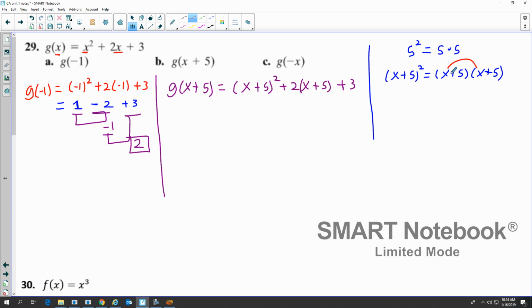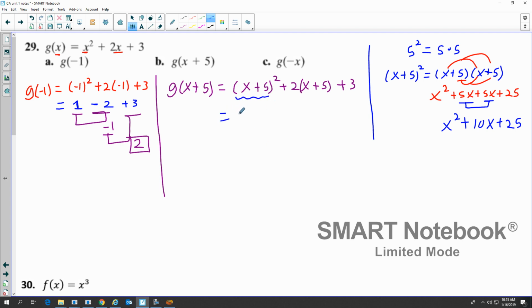So FOILing, you're supposed to multiply the first two together. So x times x gives us x squared. Then x times 5, that'll give us a 5x. And then 5 times x again. So 5 times x, so I get another 5x. And then 5 times 5, which is 25. And so what you'll notice is the values in the middle are like terms, so we'll go ahead and simplify that. So x squared plus 10x and then plus 25. So that's what's going to take the place of this right here.